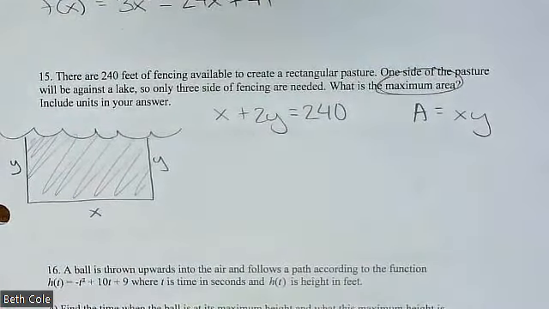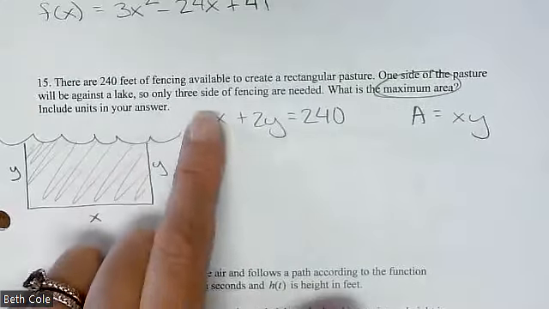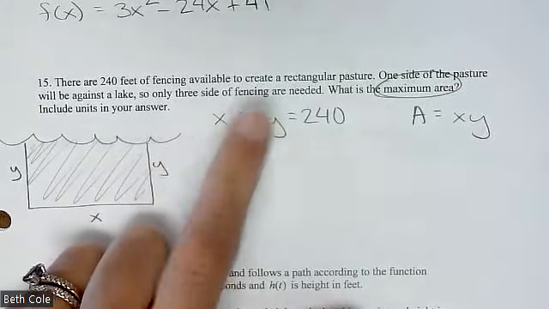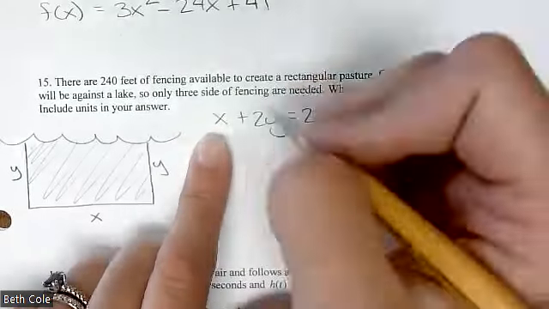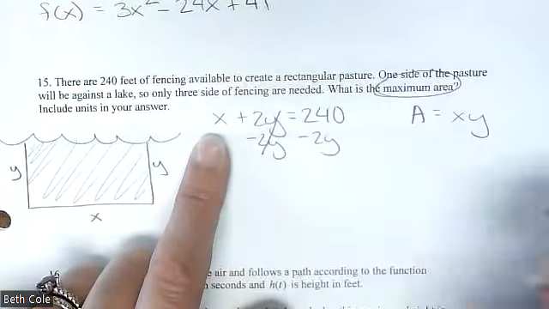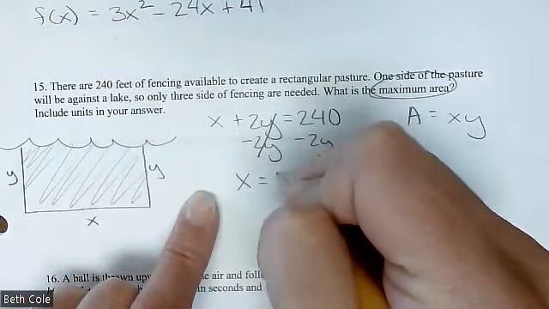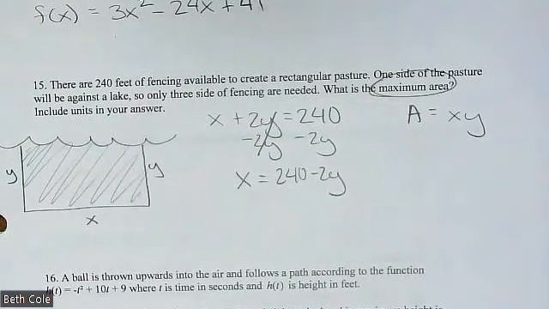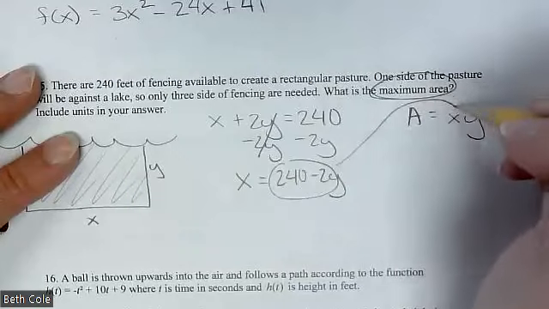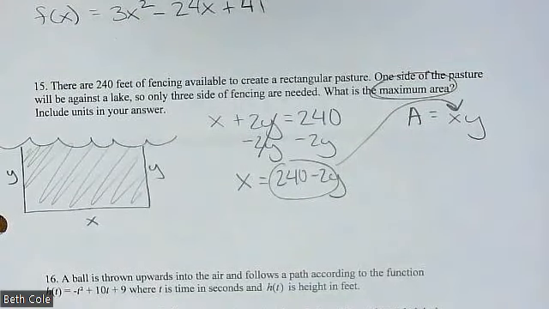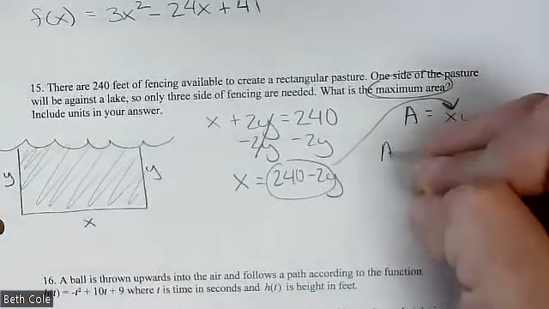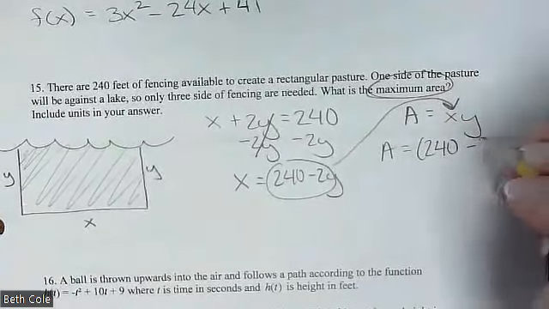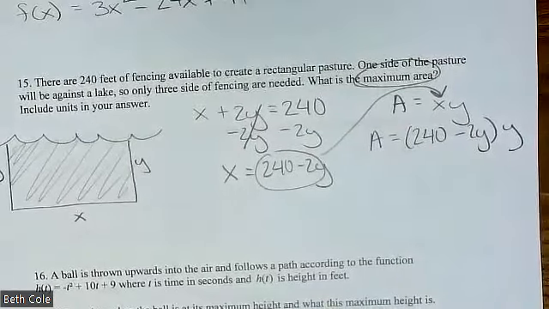Now you have to substitute. This is a great big bunch of algebra. Which variable is easier to get by itself here? X, because it doesn't have a coefficient, all right? So we're going to do minus 2y, minus 2y. You're just getting X by itself. So X equals 240 minus 2y. And you're going to take that and plug it in, or substitute it, for X in the area equation. The reason why is so you can just have one variable. You're getting rid of one of the variables. So this would be 240 minus 2y times y.